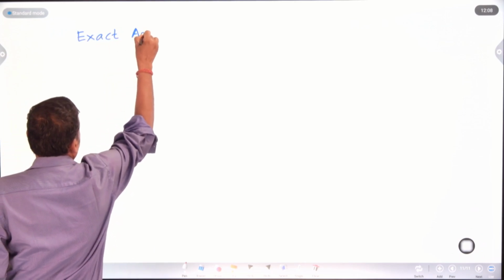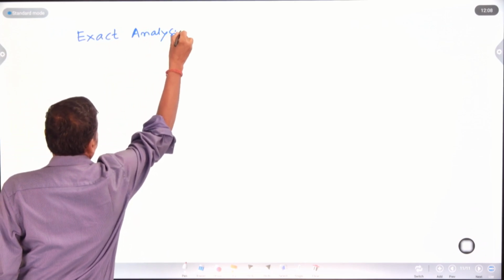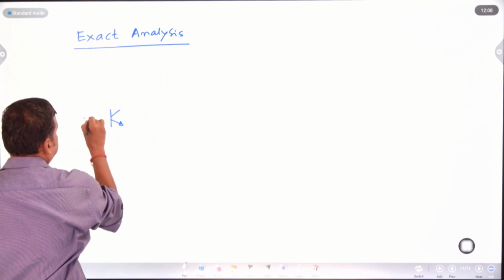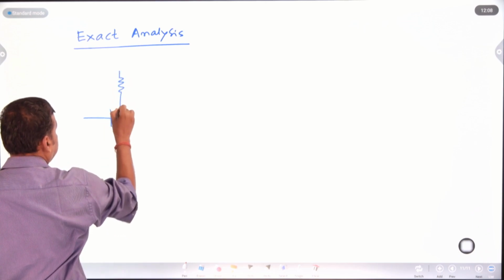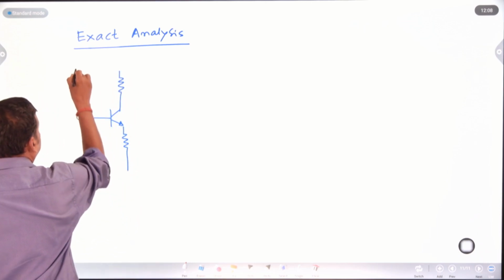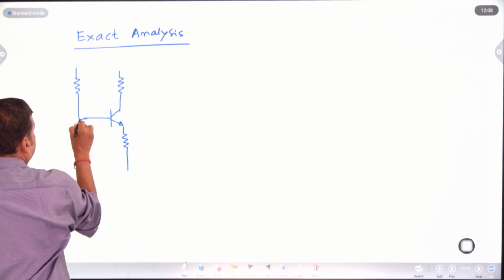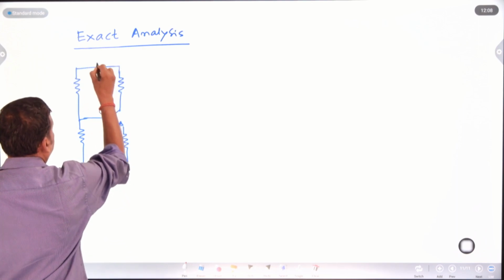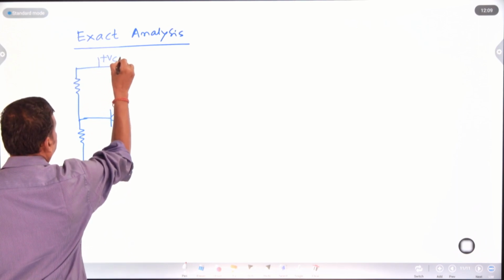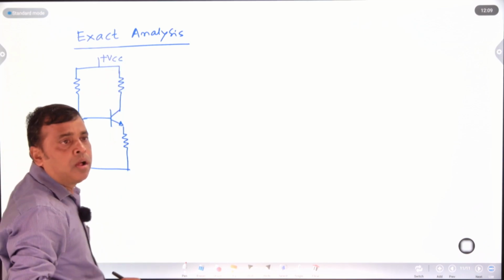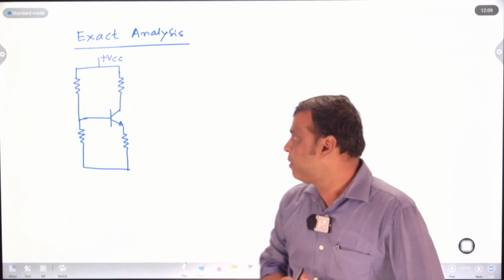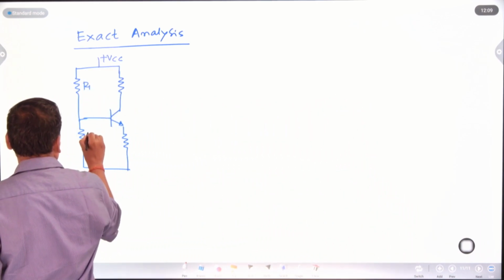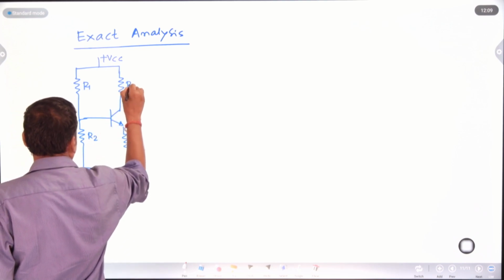Exact analysis. In case of voltage divider biasing, as I already told you, the capacitor is open circuited because for DC the capacitor has infinite reactance, so it can be open circuited. So this is your voltage divider bias circuit, this is your R1 and this is your R2, this is your RC and this is your RE.